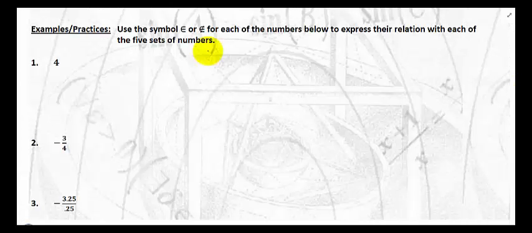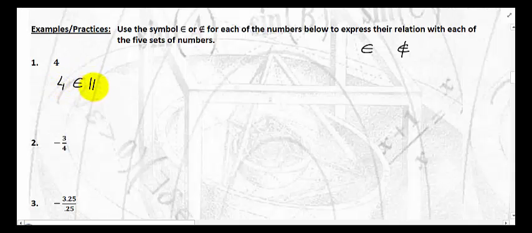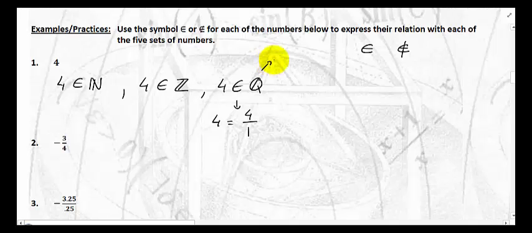Let's go over some examples now where we'll apply the notation we've seen. In the first set of examples, you have to use the notation is an element of or is not an element of, and write the relation with all the sets we've covered. So 4 is an element of the natural numbers, the integers, and also the rational numbers. How come? Well, 4 is equal to 4 over 1. If it's rational, you have to write it as A over B, don't forget. So I can write it as 4 over 1.